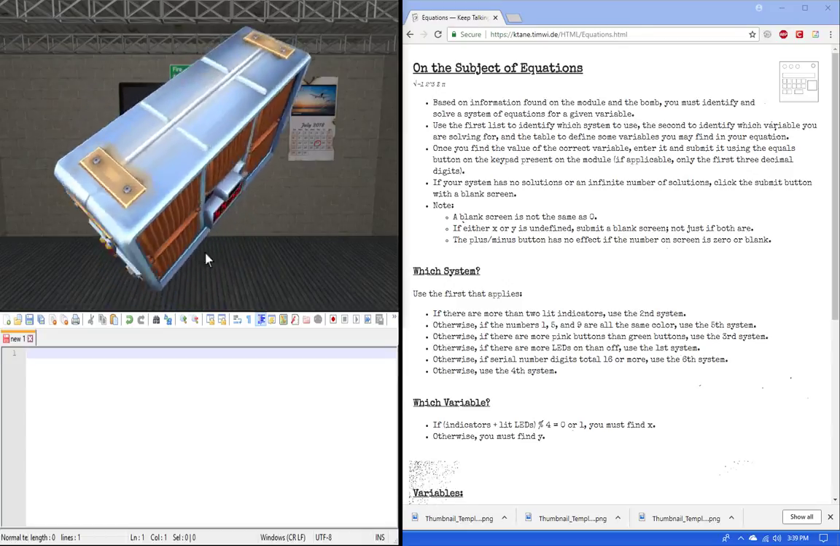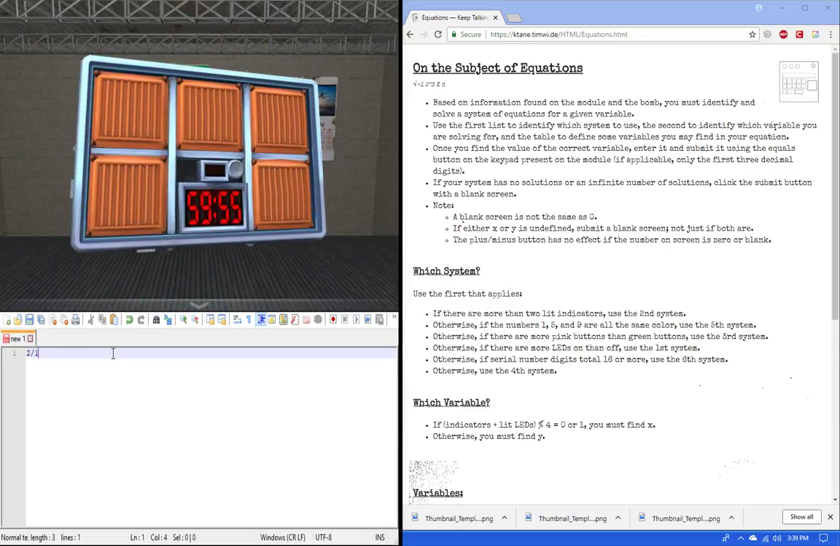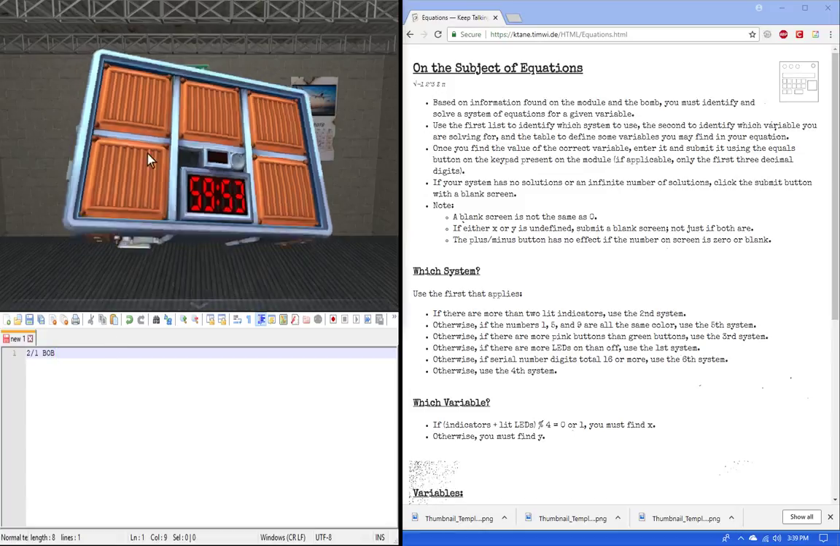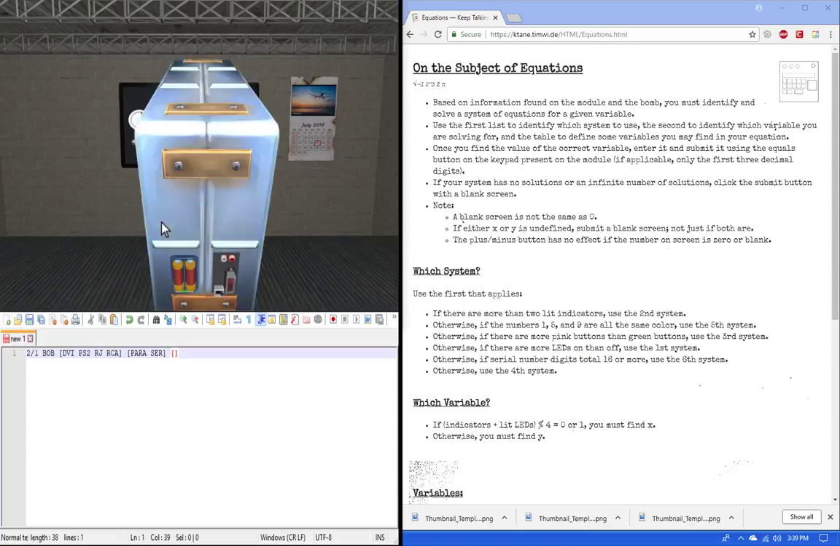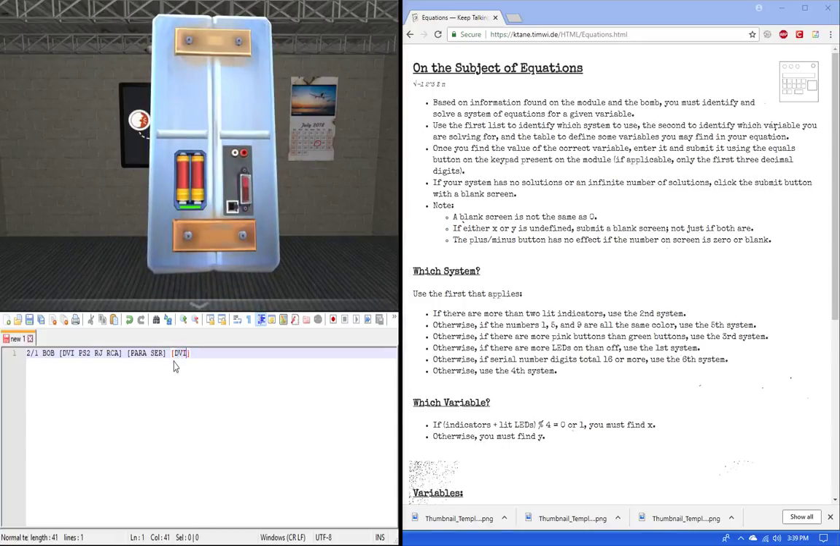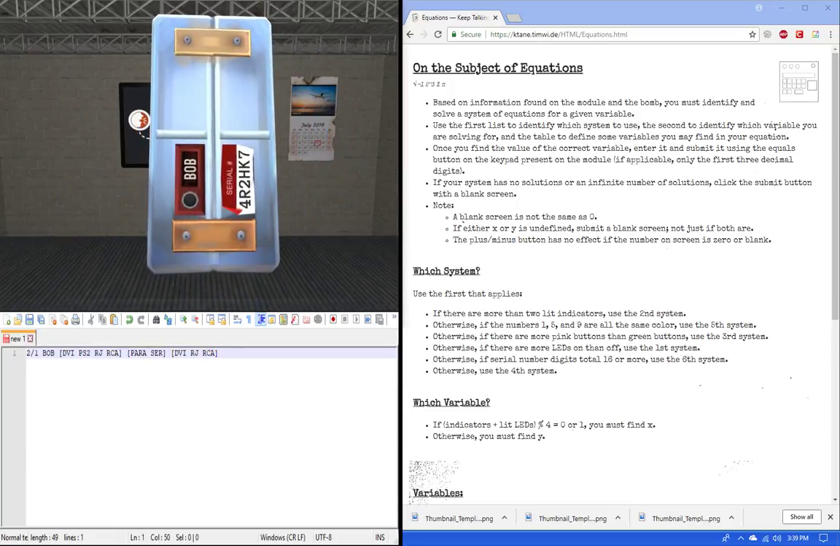Alright, a lot of port plates. We've got 2 and 1 unlit BOB, then 3 port plates. I don't think we ever used port plates, but in this case we've got DVI, PS2, RJ, RCA. Next one is parallel and serial, and the last one is DVI, RJ, and RCA. Serial number is 4 Romeo 2 Hotel Kilo 7.